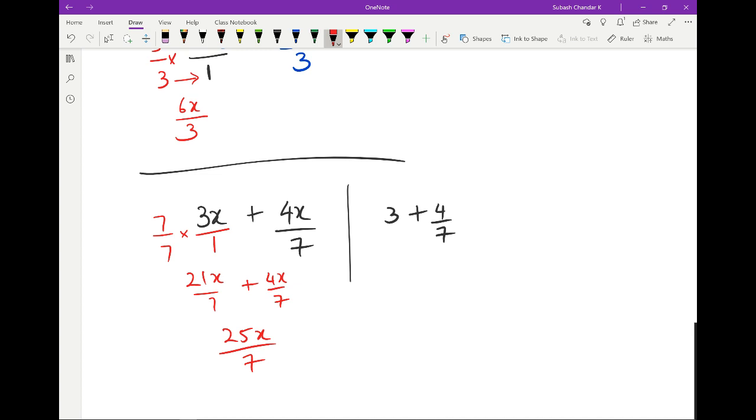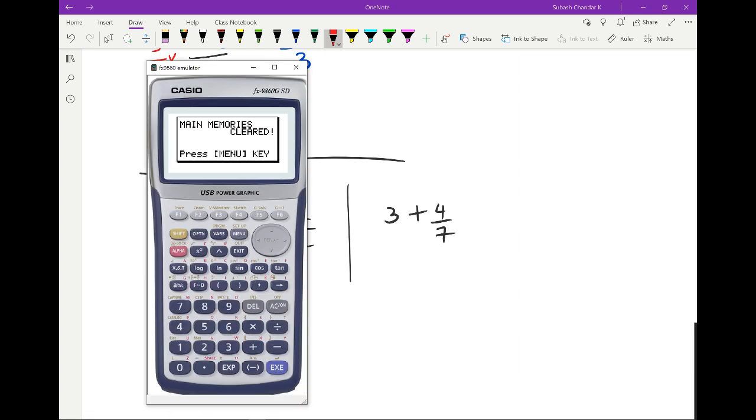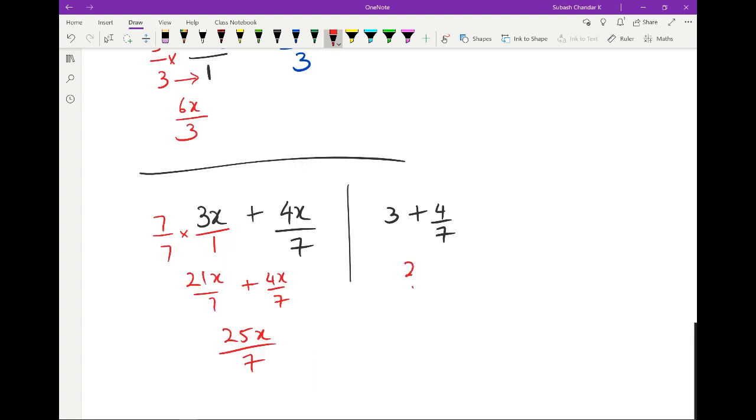You got 3 plus 4 over 7. If you do that in the calculator, just to show you quickly, 3 plus 4 over 7, you actually get 25 over 7. So it's just another way of saying 3 and 4 over 7 in mixed numbers.